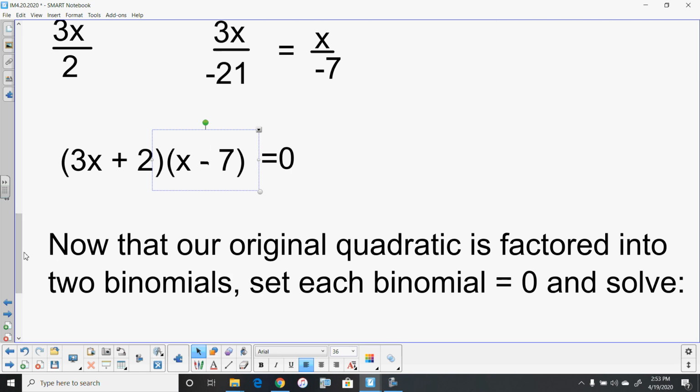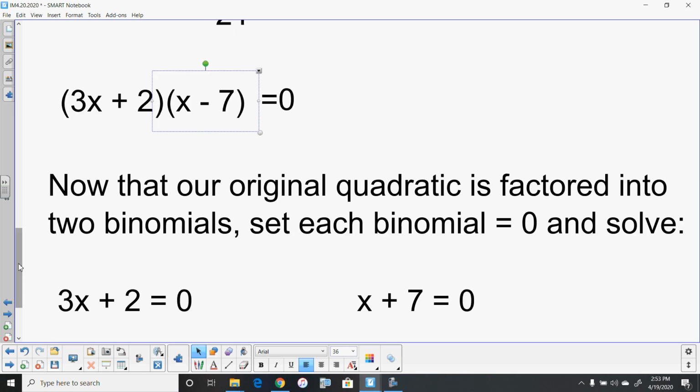And like before, we set each equal to 0. So I'm going to get negative 2 over 3, positive 7 over 3.